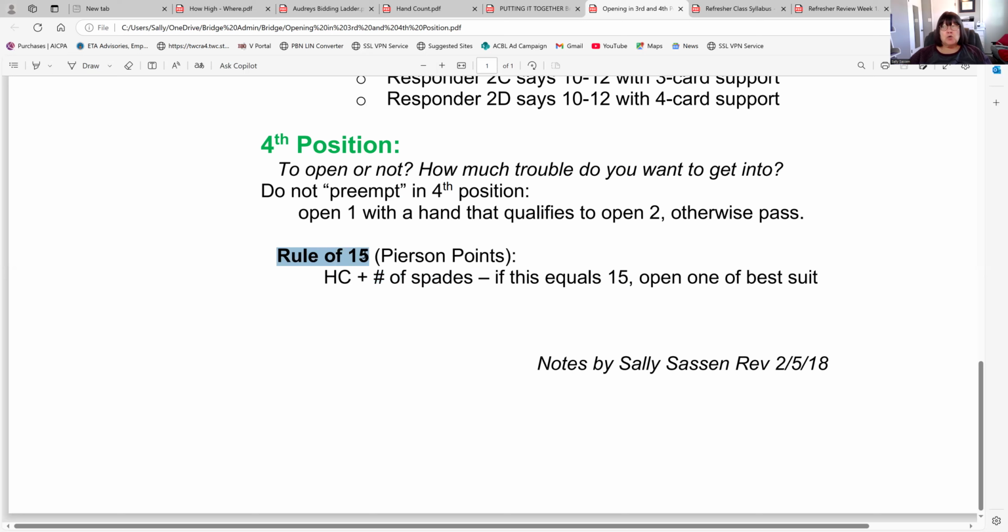You are not sure if you want to bid with 10, 11, 12 points. Will I open it? Will I not open it? Use the rule of 15. Take just your high card points plus the number of spades. If it's 15 or more, you go ahead and open in fourth position and feel a little bit more confident. That's what you should do.